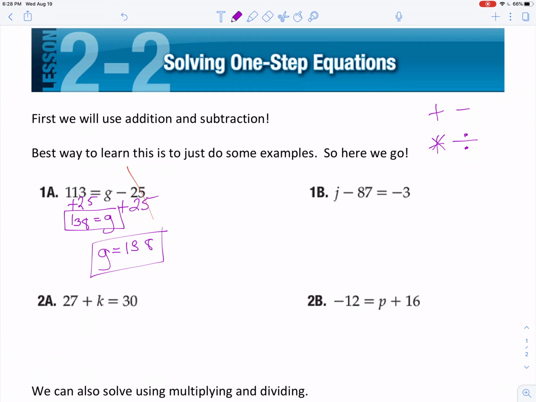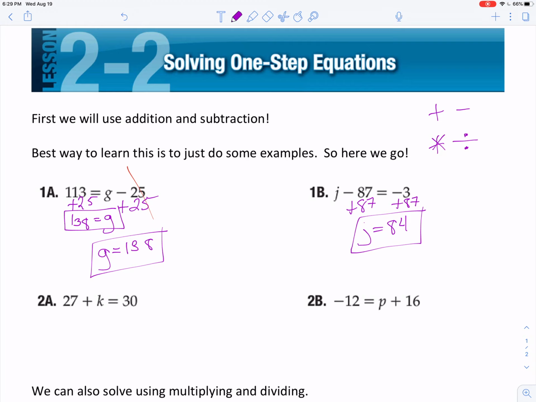Hey, so check out over here. It says minus 87. I'm on 1b now. Minus 87, what would that be? The opposite of subtraction, again, is addition. So j equals negative 3 plus 87 is a positive 84. You can use your calculator if you need to.